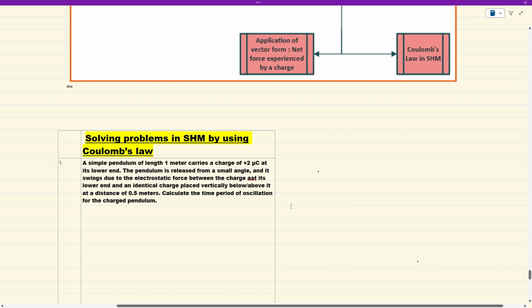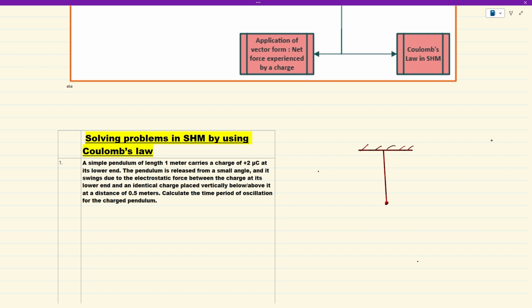Let us start with this problem, where I have taken solving problems in SHM by using Coulomb's law. A simple pendulum of length 1 meter carries a charge of 2 microcoulomb at its lower end. So there is a simple pendulum suspended from here.